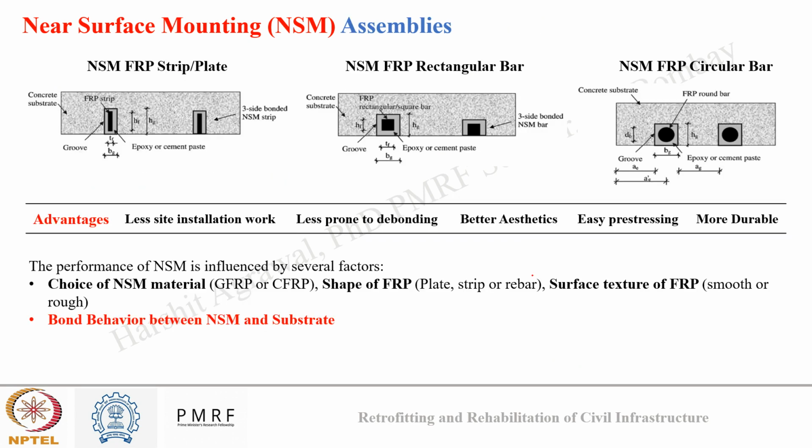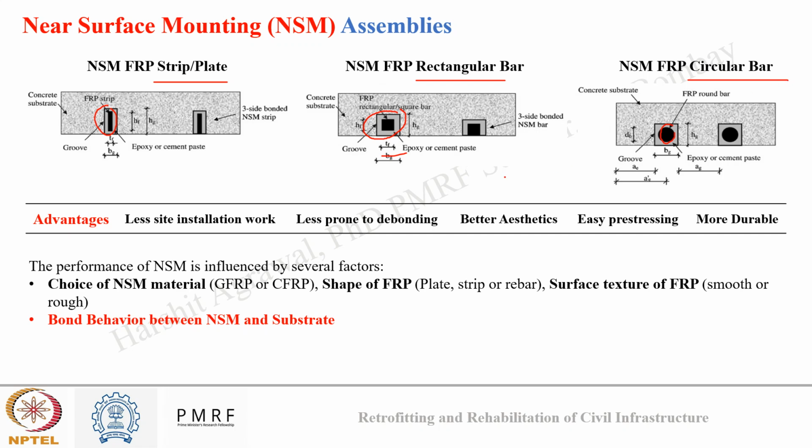A typical NSM assembly can be categorized into three types. There can be an FRP strip that is grooved near the surface. There can be an FRP plate or a rectangular or square bar that we can use, or we can use an FRP round bar, a kind of rebar. So these are three categories in which NSM FRP strengthening can be done: first is a strip or a plate, second is a rectangular bar, and third is a circular bar.